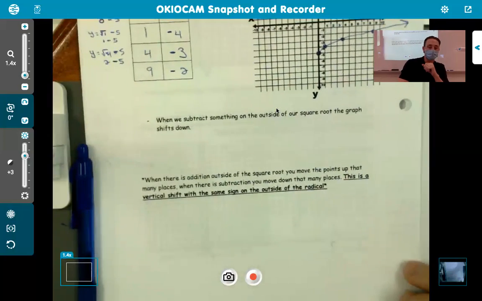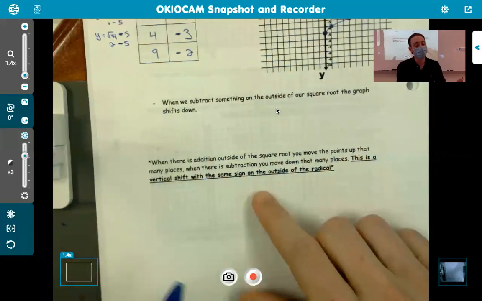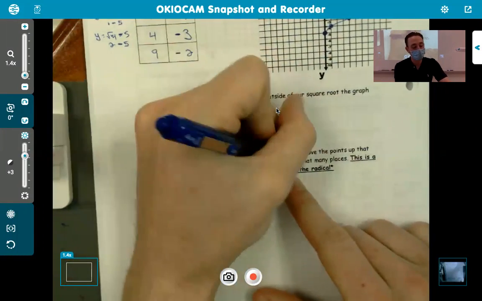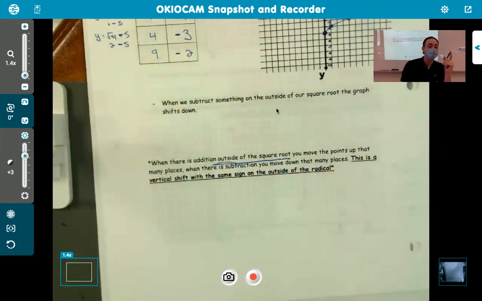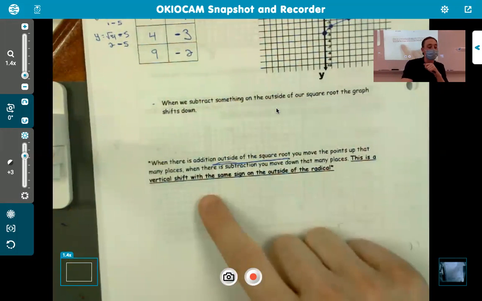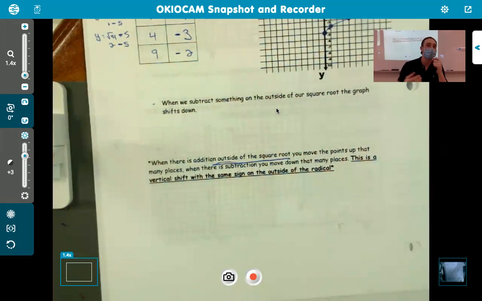So let's look at this note down here at the bottom again, something that's highlighted, underlined, everything that we need to do. When there's addition on the outside of my square root, you move up that many spaces or that many points. When there's subtraction, you move down that many points. We call this a vertical shift, and that goes with the same sign that is on the outside of the radical. So if I'm adding, I go up, subtracting, I go down. Remember with horizontal, it was the opposite, okay?